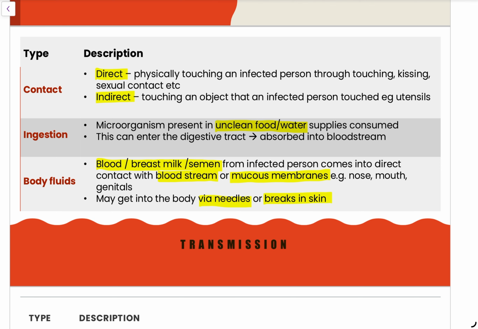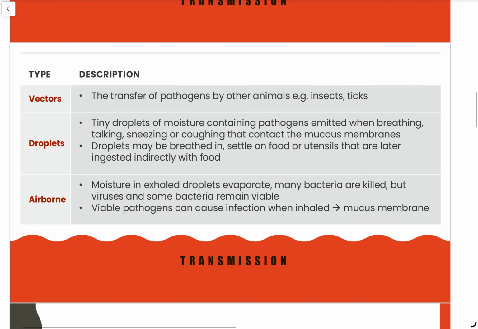Number 4, vectors. Vectors we've spoken about previously with our recombinant DNA technology. We've spoken about a vector being anything which can transmit DNA from one thing into another. And in this case, a vector is defined as something that can transfer pathogens. Okay, so common examples are insects, so things like ticks with Lyme disease, and mosquitoes with things like malaria or Ross River virus.